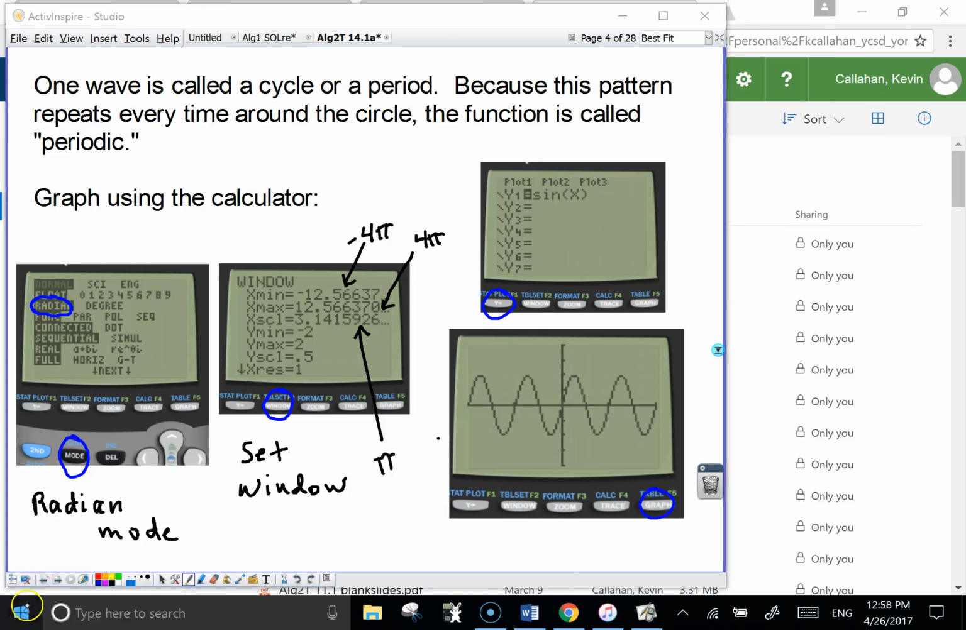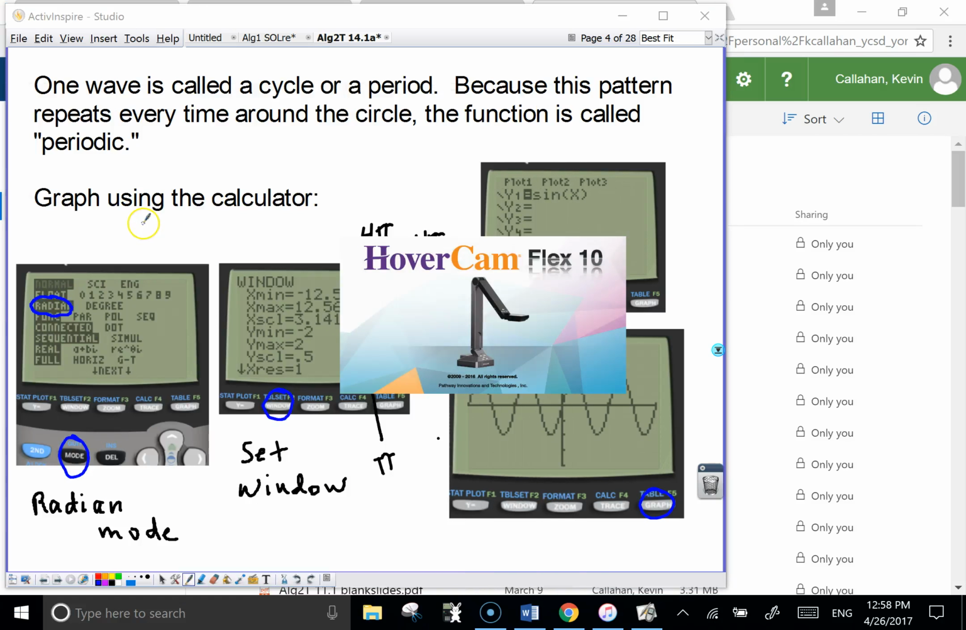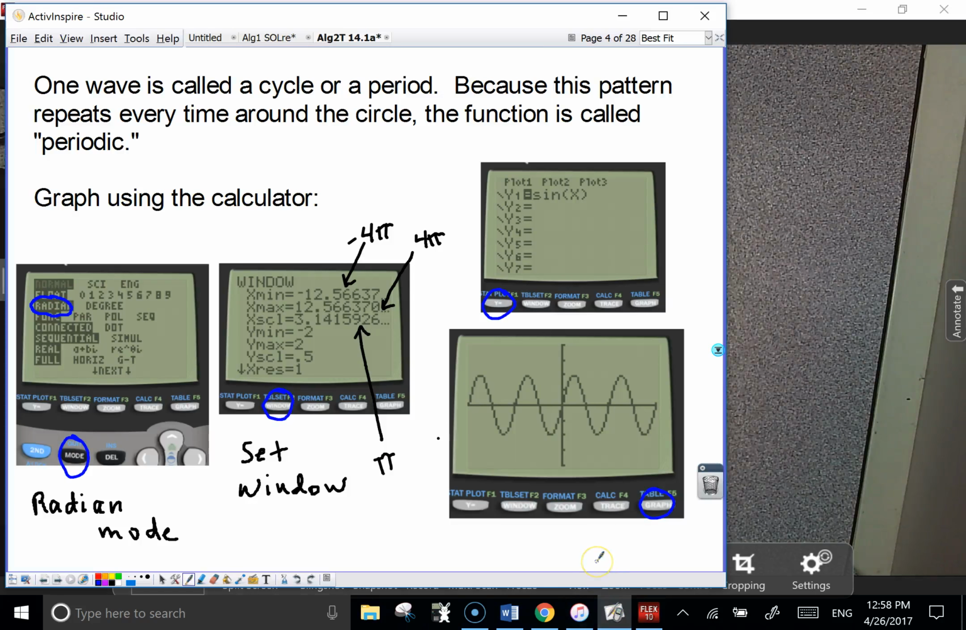I didn't know that I'd shut that down. Okay. Where's my yellow?